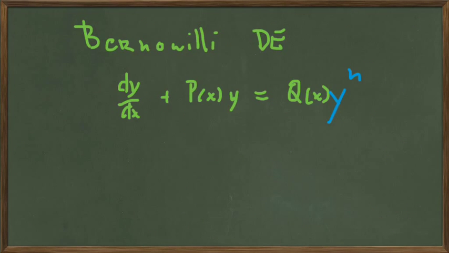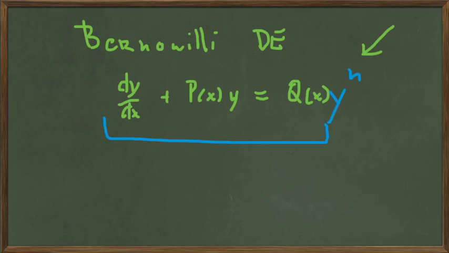So a Bernoulli differential equation looks very much like a linear differential equation. Up until there, it has the same structure as a linear differential equation. The difference is that q of x on the right-hand side is multiplied by a y to the n. When we have this type of differential equation, it turns out that if we make this substitution, we can change it into a linear differential equation.